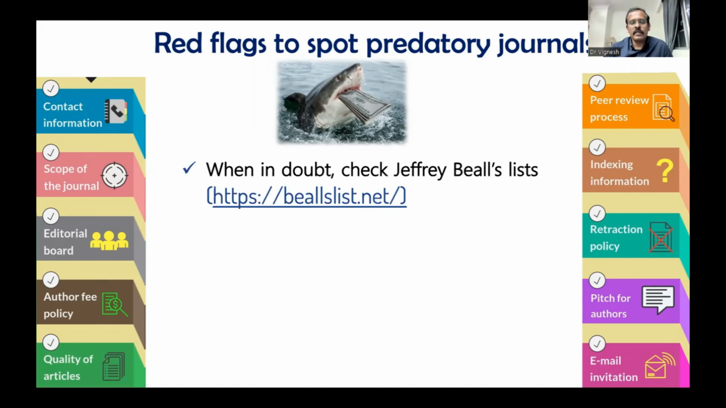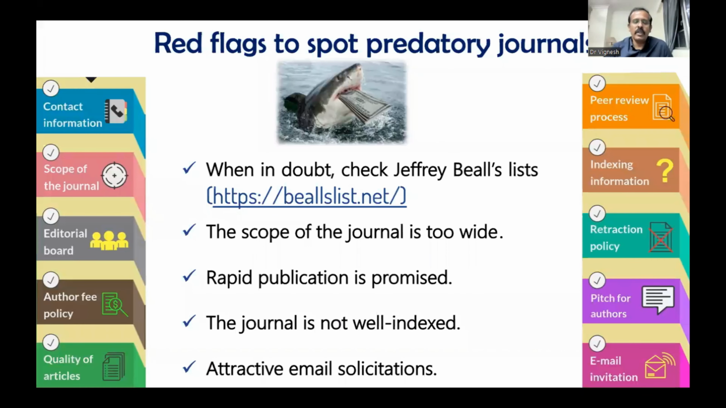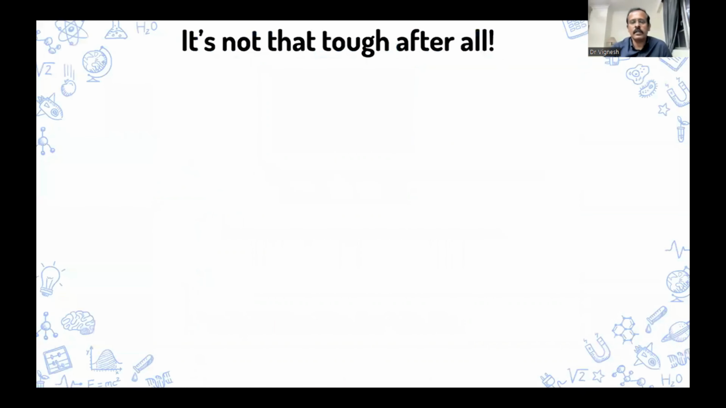You can always check Jeffrey Bale's list. Whenever the scope of a journal is too wide, it could be a predatory journal. Usually they promise rapid publication because there is no peer review, and the journal would not be well indexed. Usually you would also get attractive email solicitations. I'm sure most of you would find such emails in your spam and bulk folders. So be very careful to avoid predatory journals.